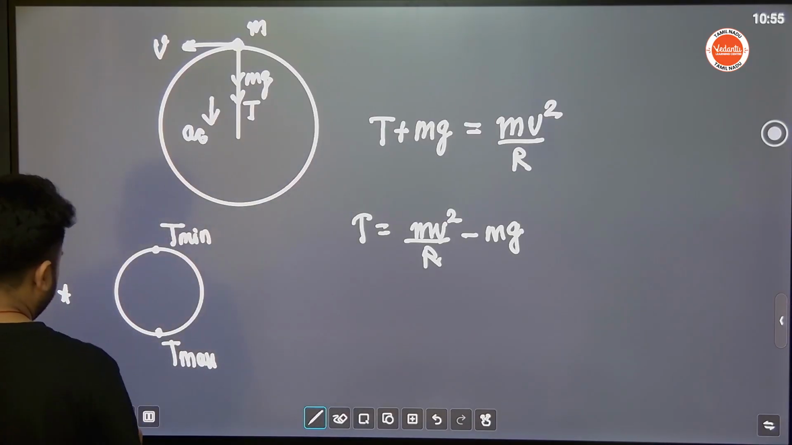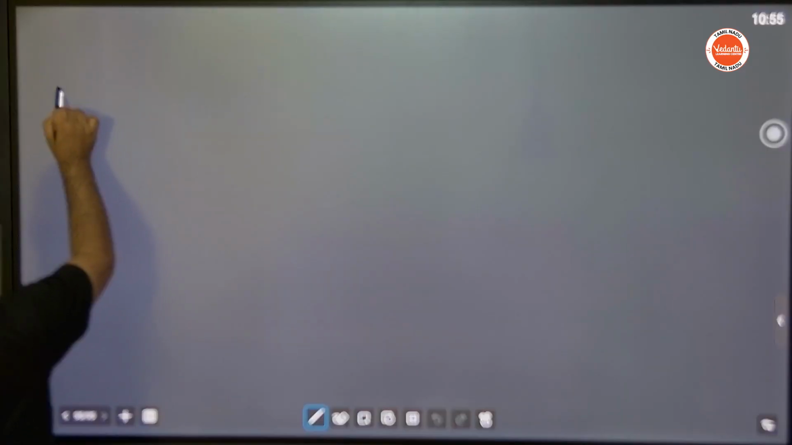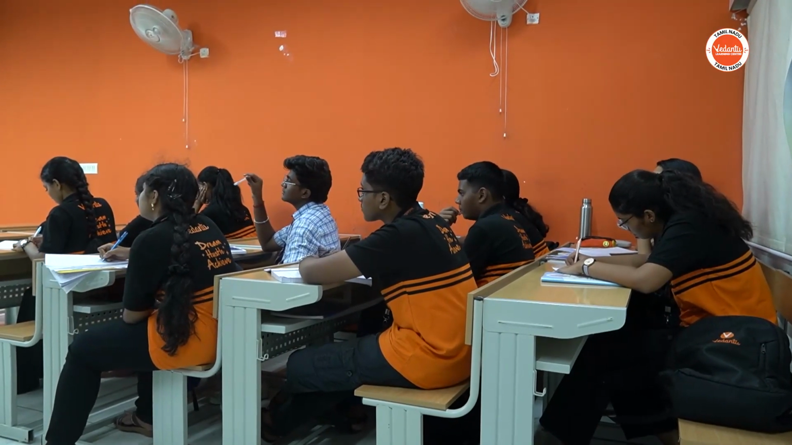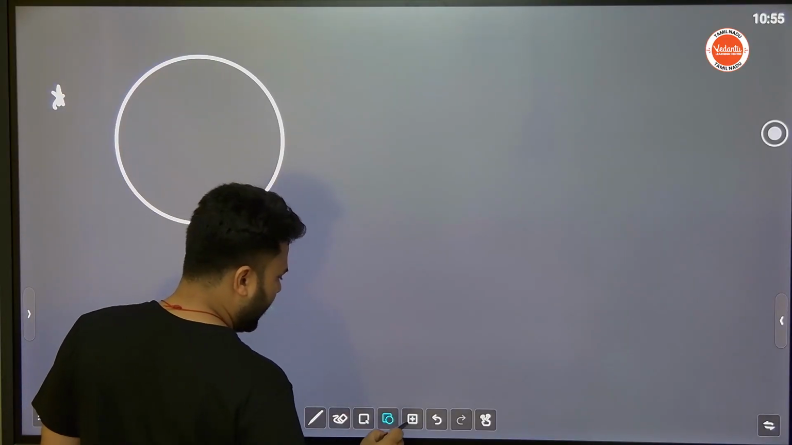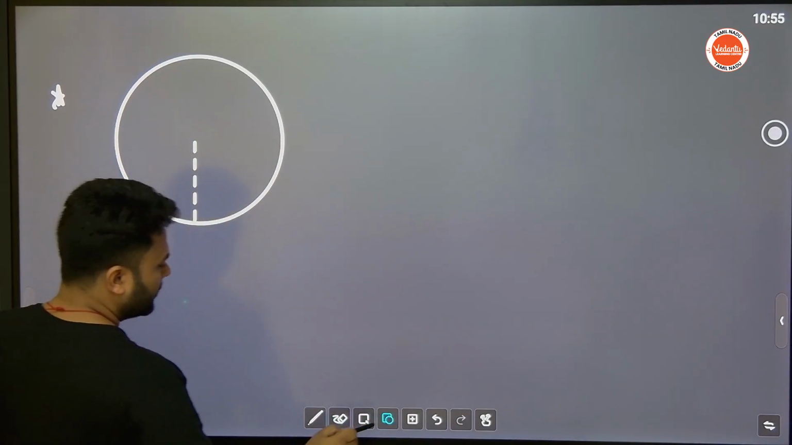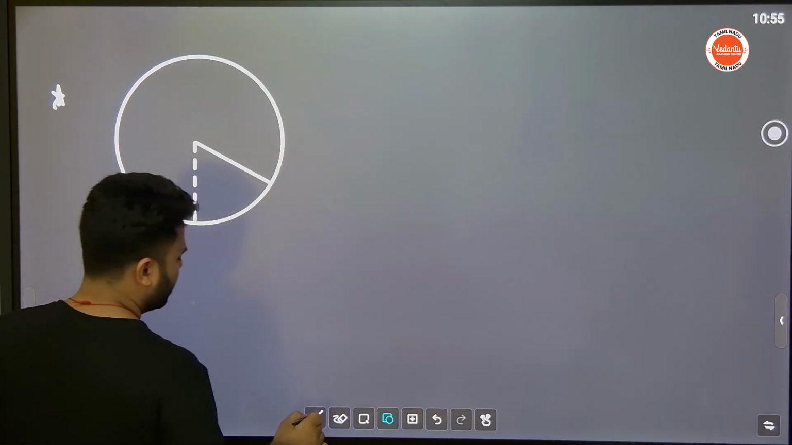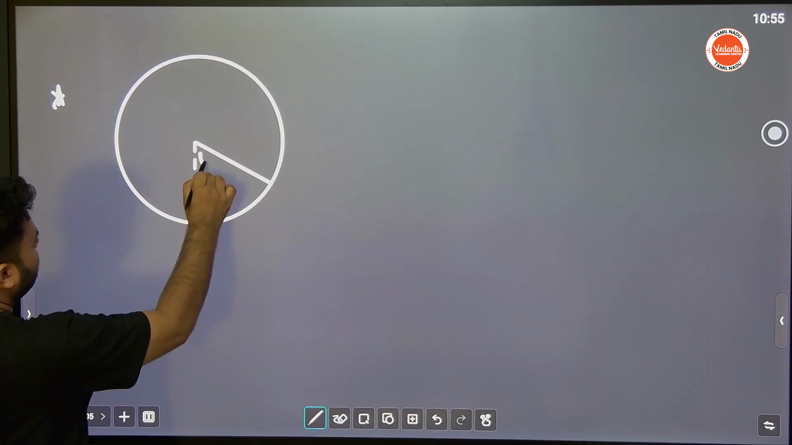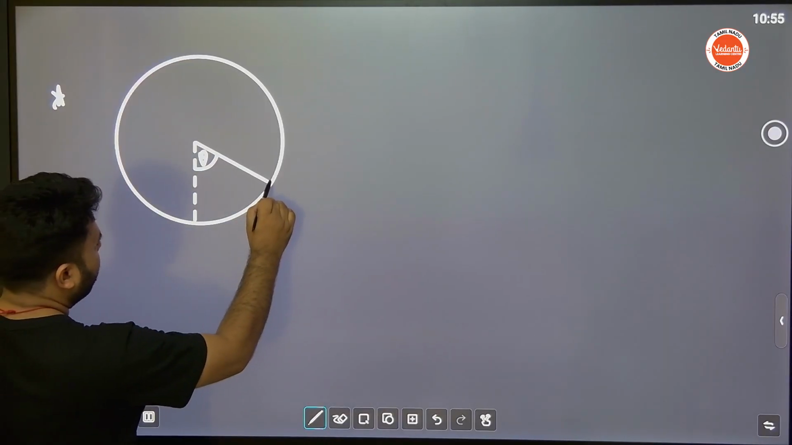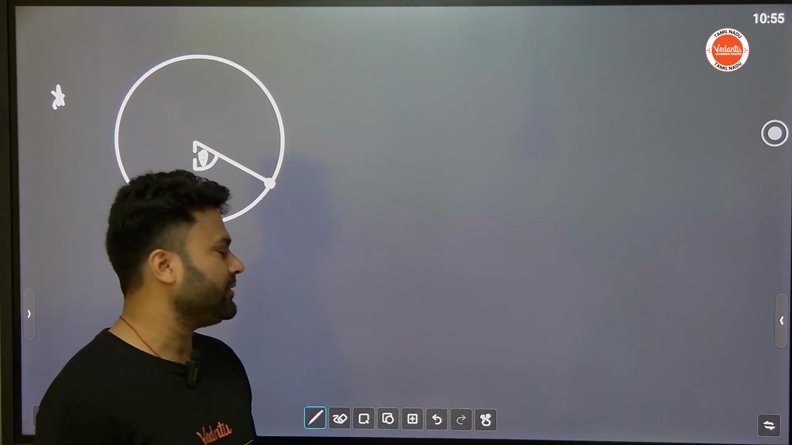Now what if they ask at any angle, for example, the object was performing vertical circular motion and the object right now is at this position, making an angle theta with this dotted line. The ball is here, correct? What can we write?